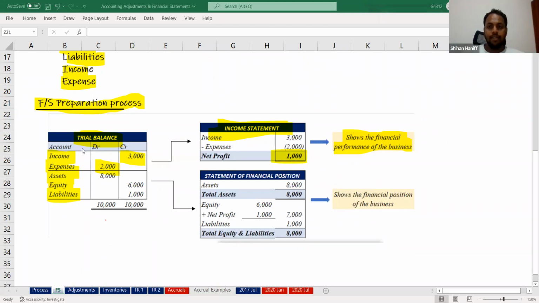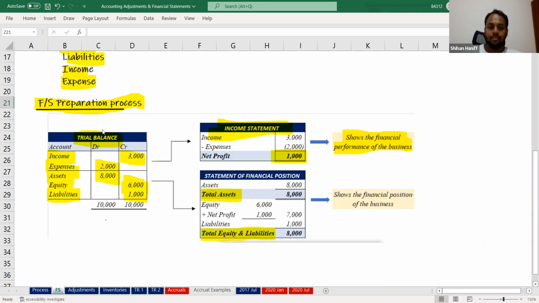Then in the trial balance, there are 3 more items: assets, equity, and liabilities. So by taking the assets, equity, liabilities, if you all can remember the accounting equation. What is the basic accounting equation? The basic accounting equation says that assets equal equity plus liabilities. The total assets equal total equity and liabilities.